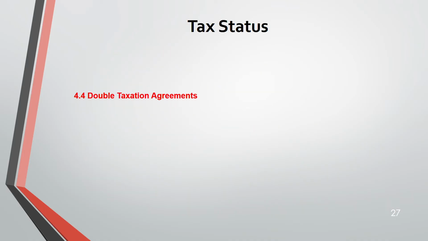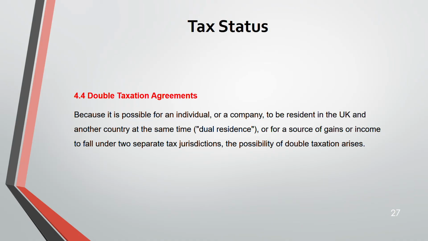Coming to the next, double taxation agreement, very important. Why double taxation? A person might have dual residence. A company also might have dual residence. They might have residence of two countries at the same time. Resident of UK also, resident of another country also. Then what happens to the source of income and gain? They will be charged to income tax under both the countries, right?